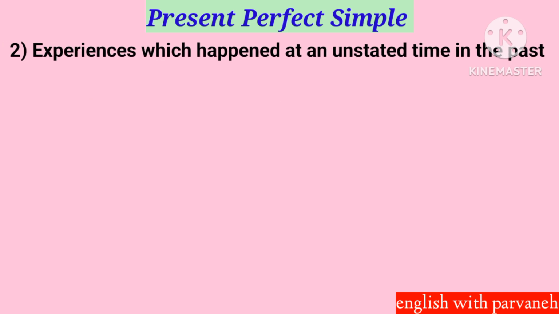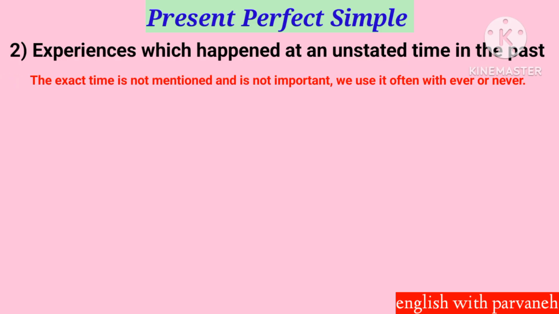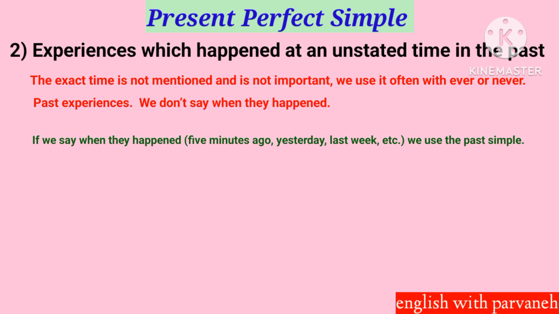Number two, experiences which happened at an unstated time in the past. The exact time is not mentioned and is not important. We use it often with ever or never. We use the present perfect simple for past experiences if we don't say when they happened. If we say when they happened, like 5 minutes ago, yesterday, last week, etc., we use the past simple.